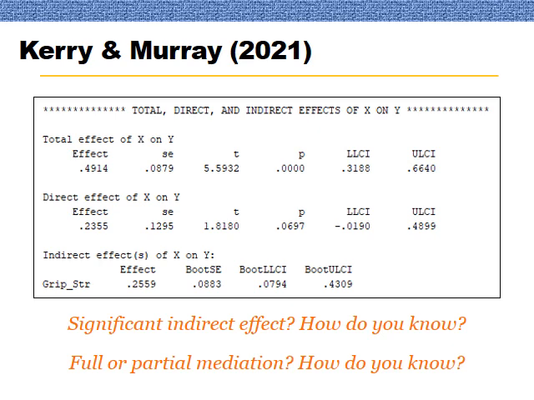Because the total effect is significant and the direct effect is not significant, we know that we have found full mediation here. In other words, when we added the mediator to our model, the relationship between sex and anxiety became not significant, which tells us that grip strength explained all of the relationship between those two variables.